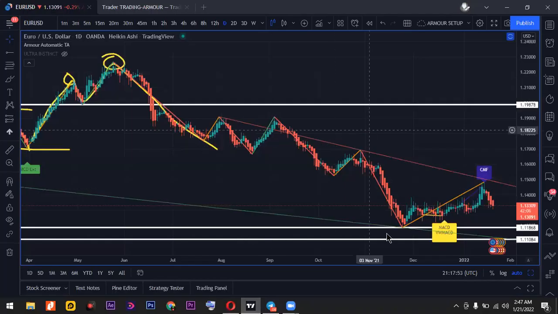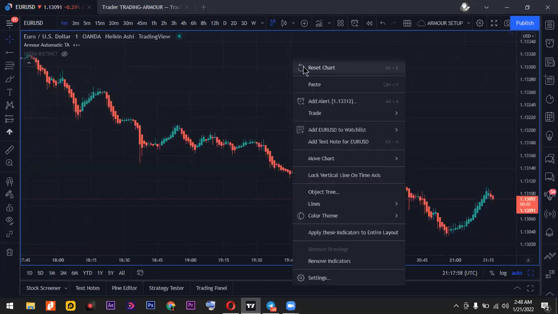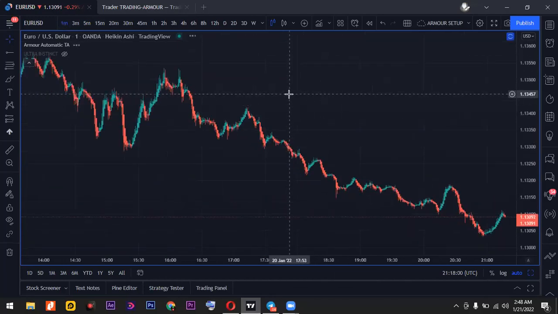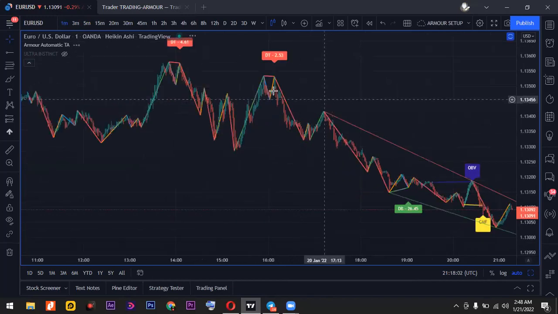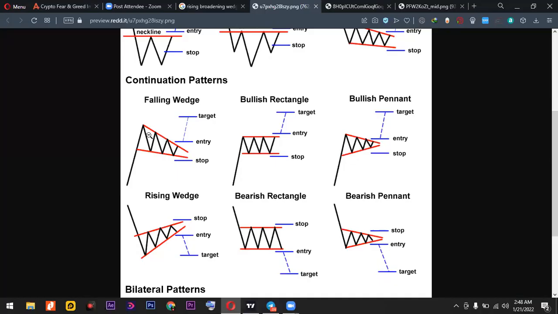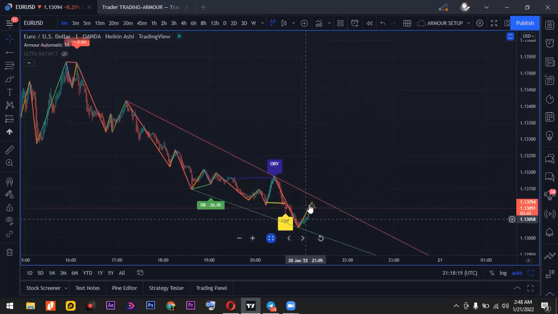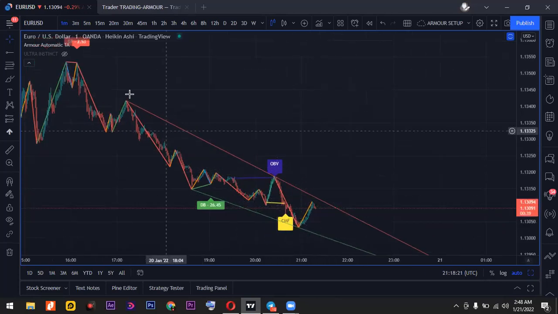Let me remove the drawings, go back to 1 minute. And let's see what we got here. Oh, this is a falling wedge, just like we saw here. Falling wedge pattern, look, perfect falling wedge. Here is the entry and here are the targets. Let's watch. So it will break to the upside, but not now. You see the orange line, just like the blue line.